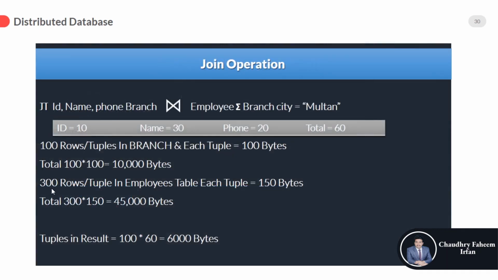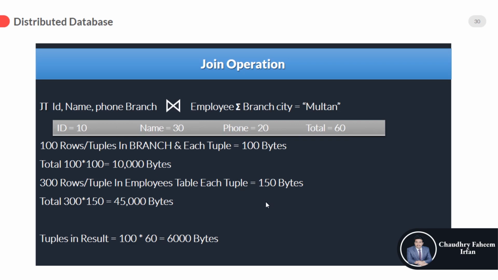There are 300 rows or tuples in the employees table, each tuple is 150 bytes, and the total size of the employees table is 300 multiplied by 150, which is 45,000 bytes. The tuples in the result, I assume once again, will be 100, and the size of each tuple is 60 according to our assumption.